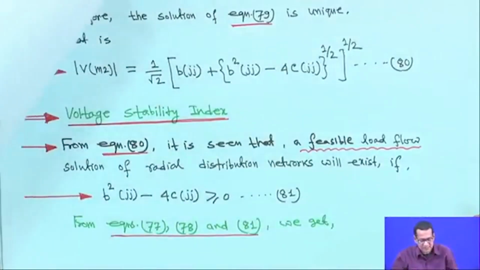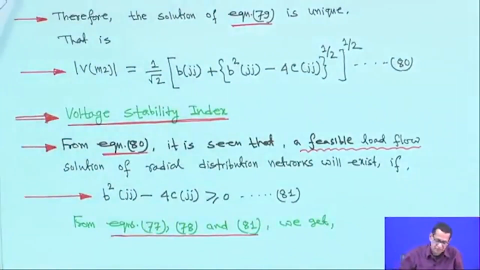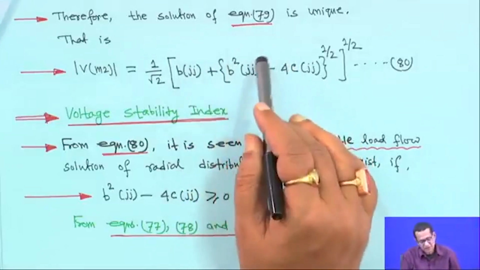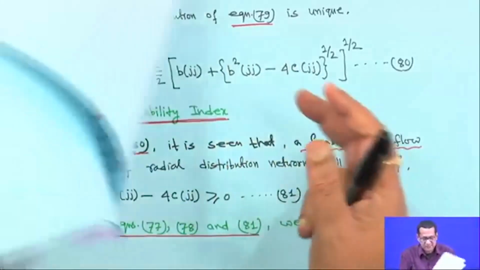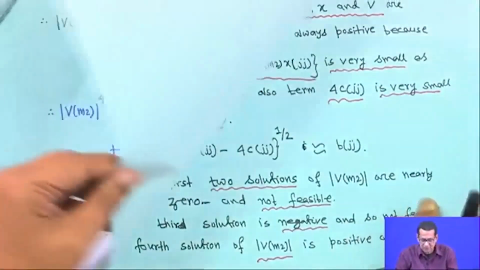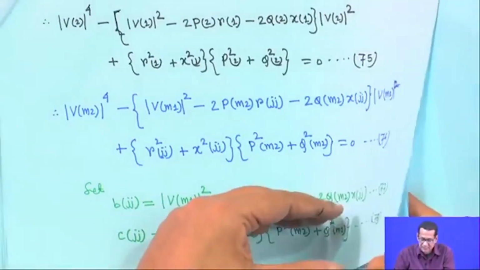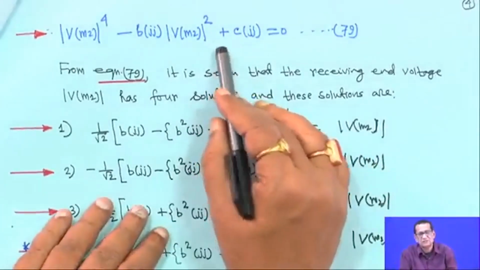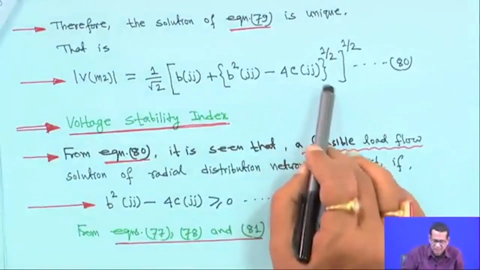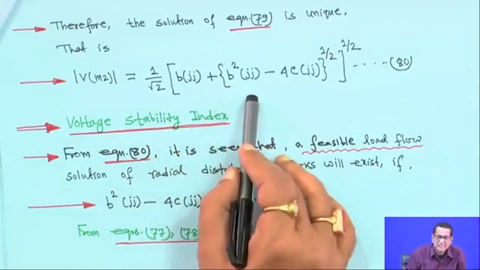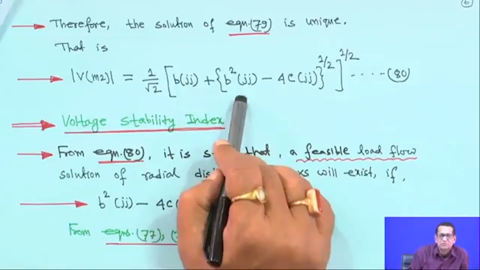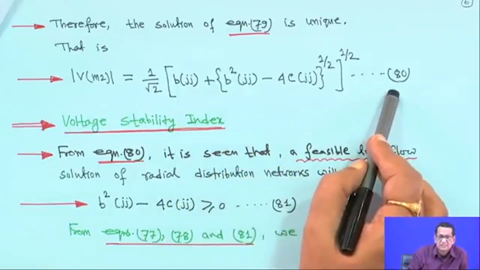So this is the solution of equation 77. Therefore, the solution of 79 is unique. Whatever solution we got for equation 79 is the unique solution, because it has only one feasible solution. I have put it in this version, and only this version I have used for the second method of the load flow studies. So this is equation 80.